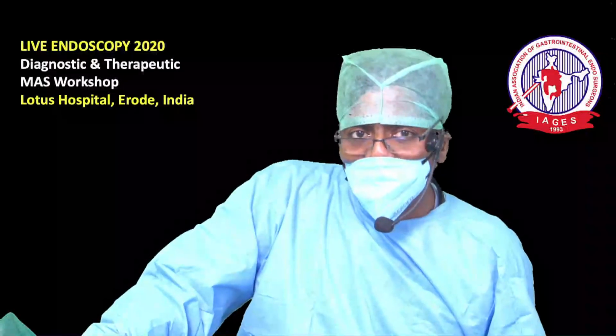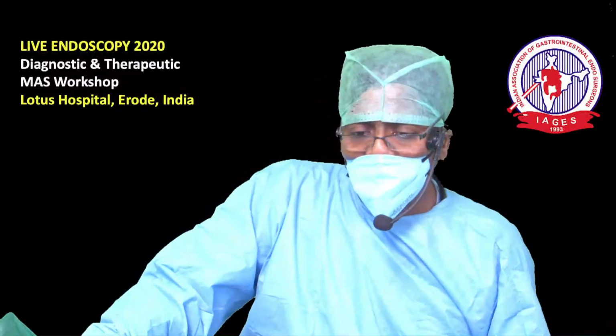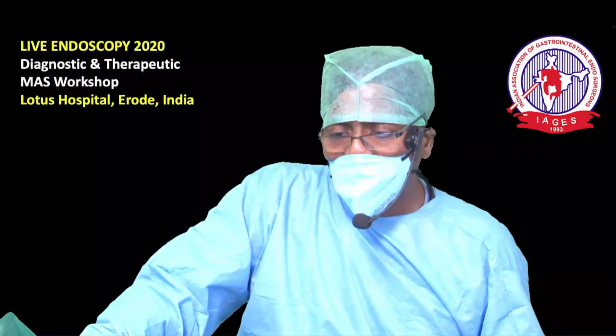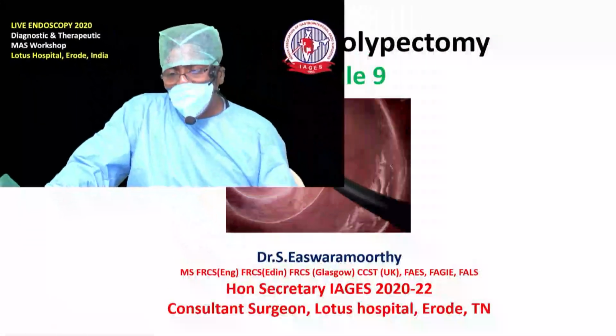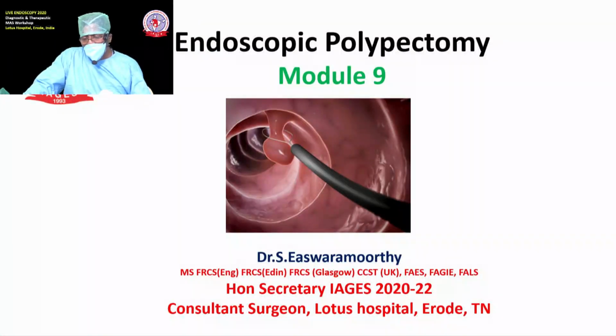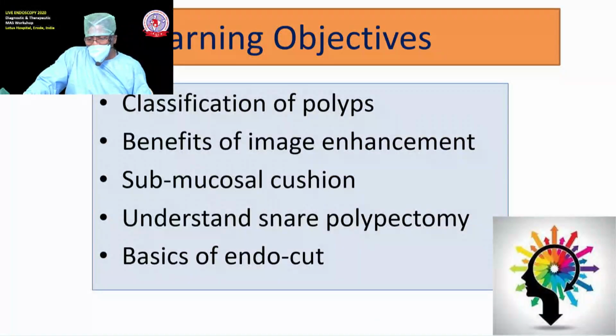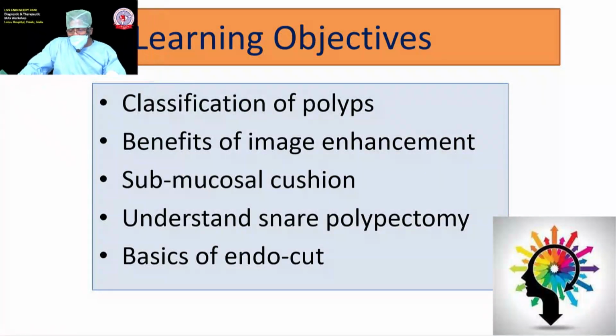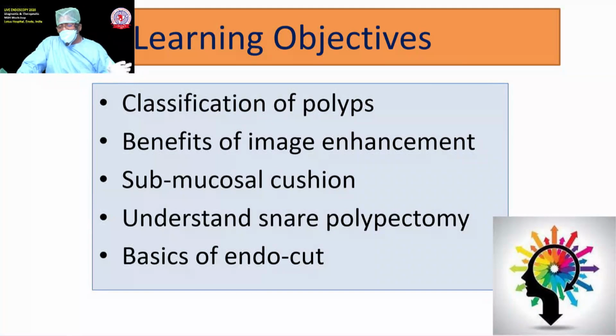Senior colleagues, friends, ladies and gentlemen, we are now moving to the important module, module 9, on how to do a polypectomy when you see a polyp either in the stomach or in the colon. The principle is same. When you tackle the polyps, you should know there are different types of polyps, and there is definitely an advantage of having an image enhancement technology in your scope. So go for the high definition scope with either NBI, i-Scan or Fujinon scope like a FICE.